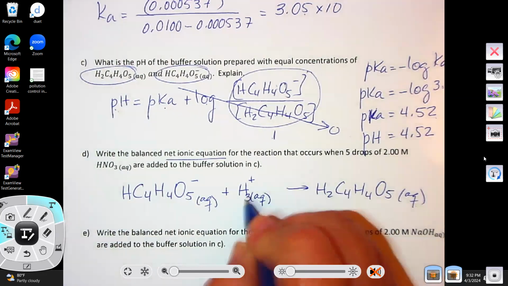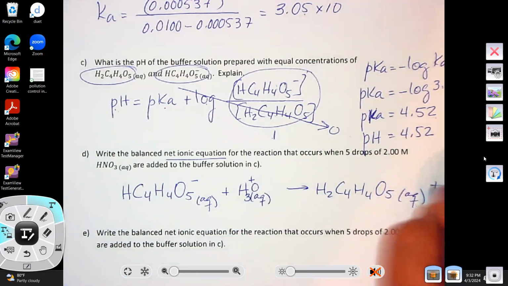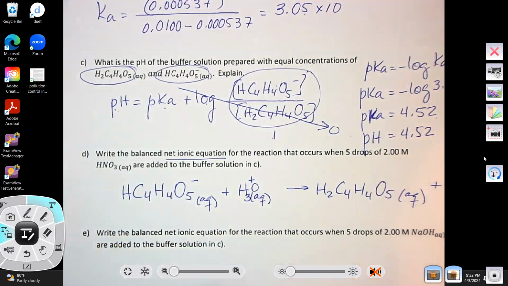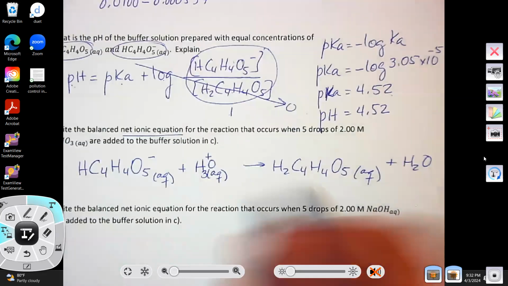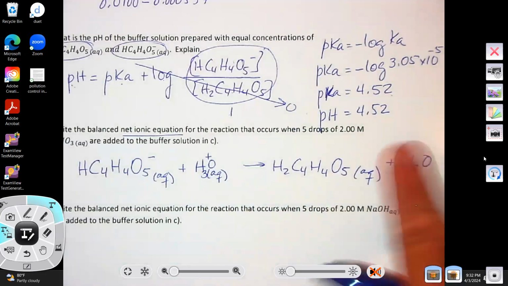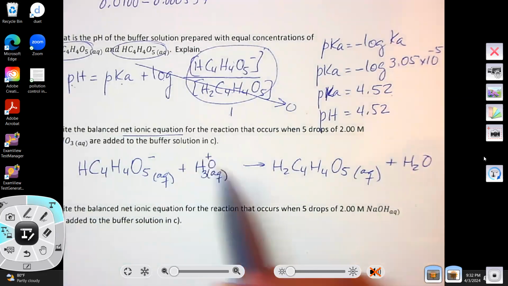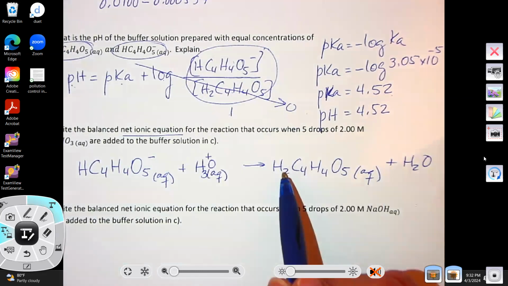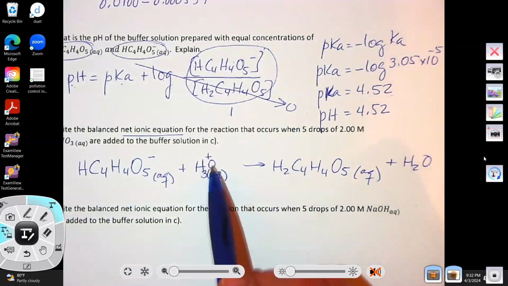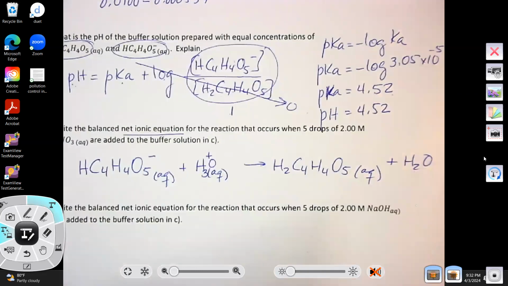If you put the hydronium ion, then here you're going to have to put water. But if you only put H plus, then you don't need to put water. Again, if you only put H plus, then this is going to be the answer. But if you put H3O plus, then you also need to add water.